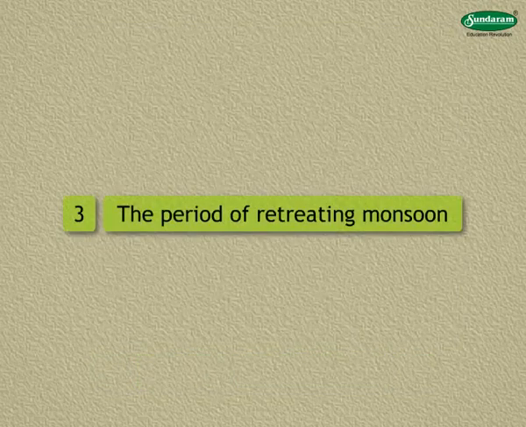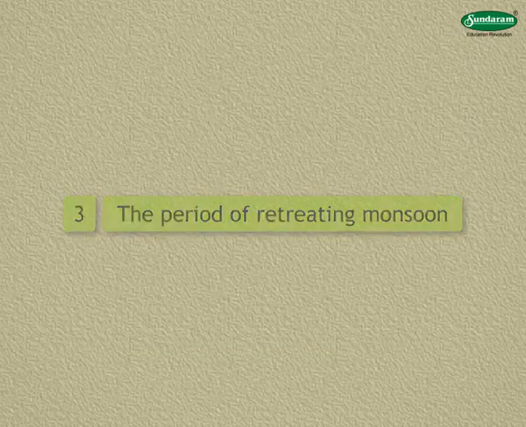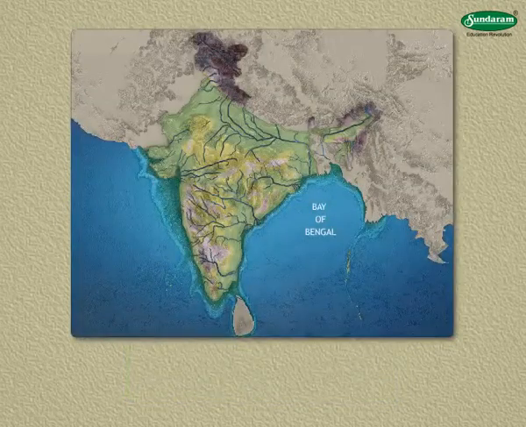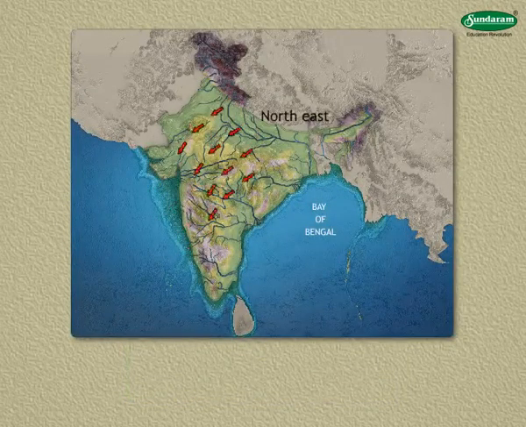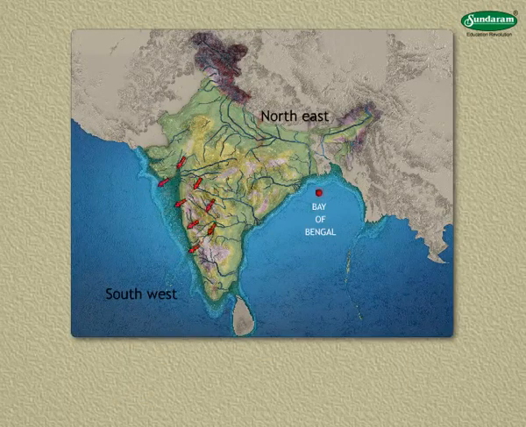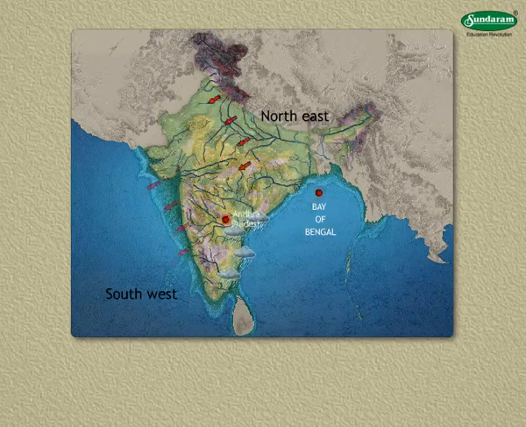3. The period of retreating monsoon. October and November is the period of retreating monsoon. At this time, winds blow from the northeast to the southwest. As they blow from land, they are dry, but they collect moisture while blowing over the Bay of Bengal and cause rainfall in the coastal regions of Andhra Pradesh and Tamil Nadu.